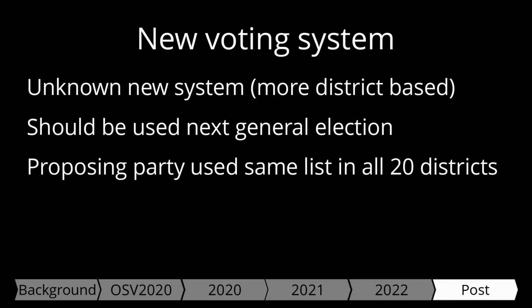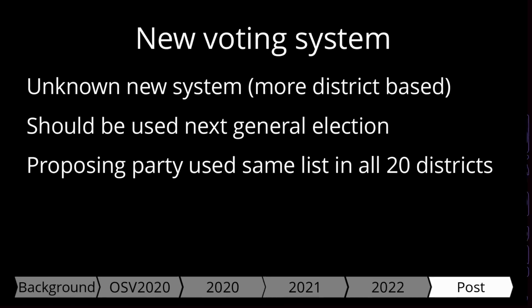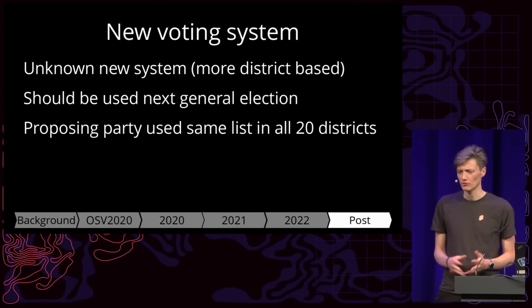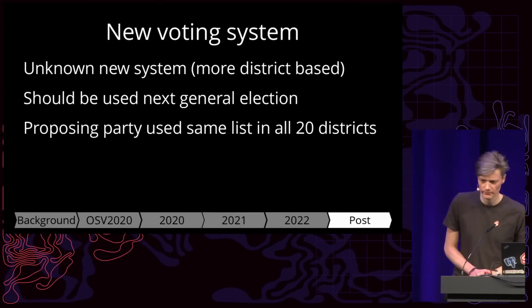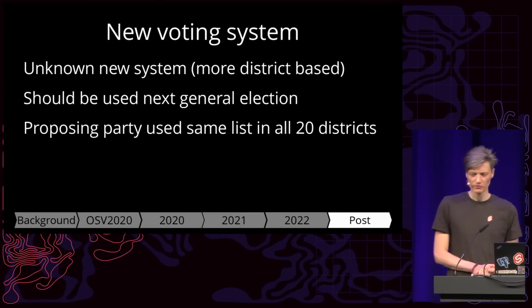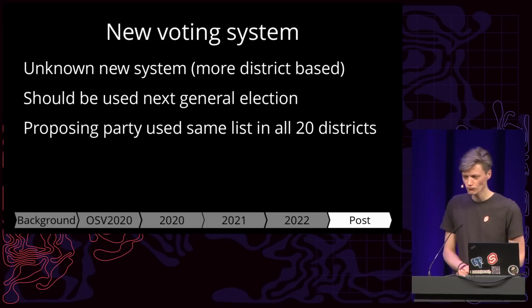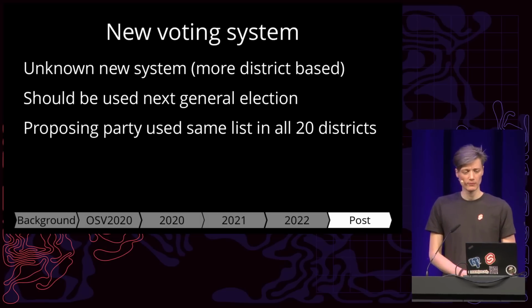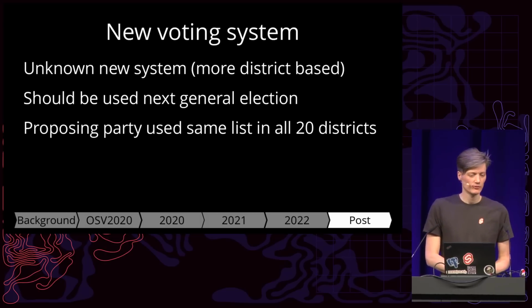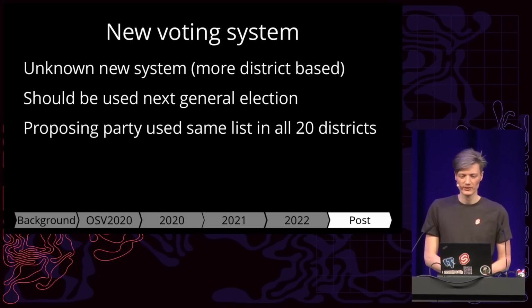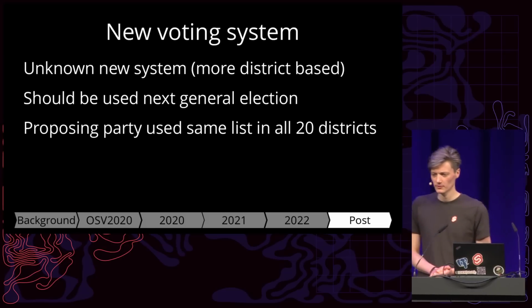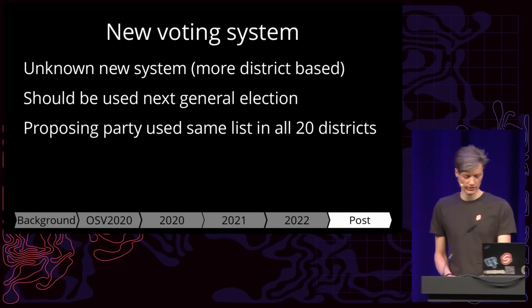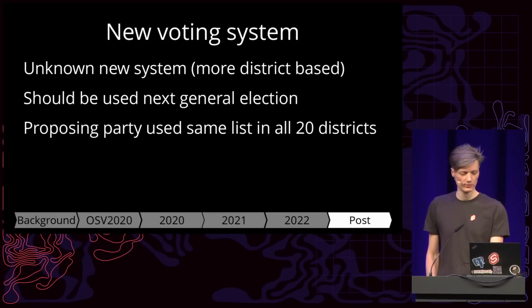But now the current government wants a new voting system, an unknown new system. It would be more district-based, and it should be used in the next general election. But the proposing party actually is using the same list in all those 20 districts. So they can already do stuff, but they don't, and they still want a new election system.